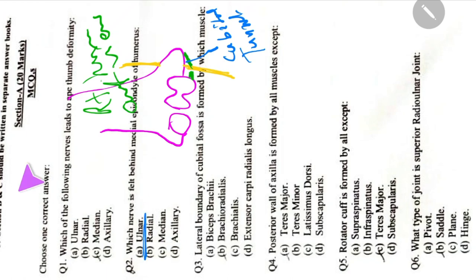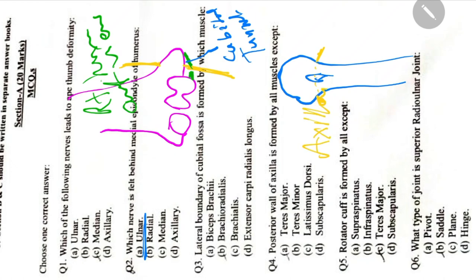Now, another similar question: what are the nerves in intimate relation to the humerus? So remember, in intimate relation to the humerus, this is the anterior view of the right humerus. The axillary nerve winds behind the surgical neck of the humerus, so the axillary nerve is another nerve in intimate relation to this humerus. And the radial nerve, I have already taught you that the radial nerve passes through the radial groove like this. This is the radial groove on the posterior aspect through which the radial nerve is passing. So the third nerve in intimate relation with the humerus is the radial nerve.